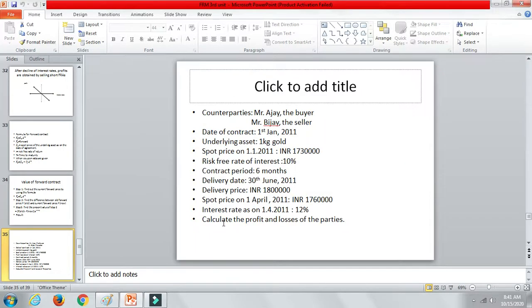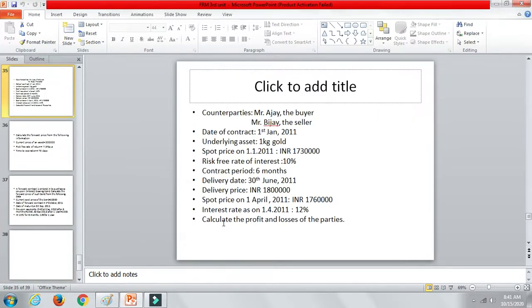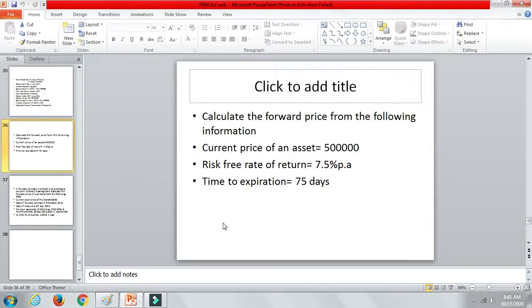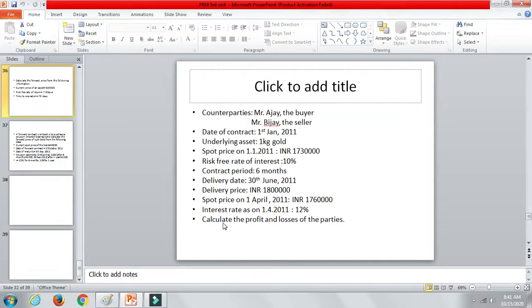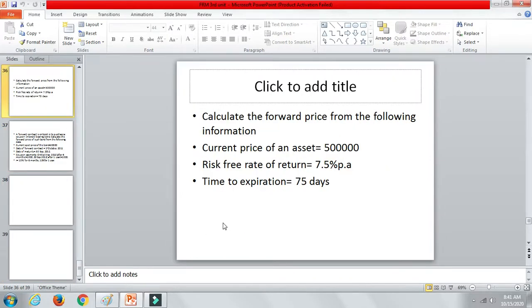Let's do this problem as such. Calculate the forward price from the following information. Current price of an asset is 5 lakh. Risk free rate of return is 7.5% per annum. Time to expiration is 75 days. So the formula you're going to use is this one: F0 is equal to S0 e power RT. So let's check out the question and do the problem.